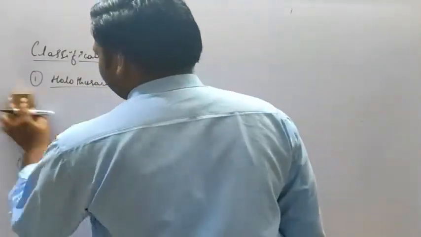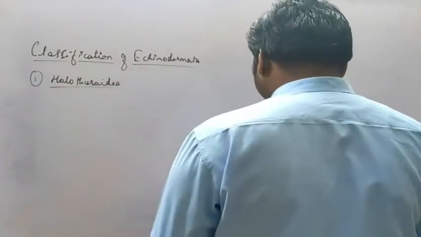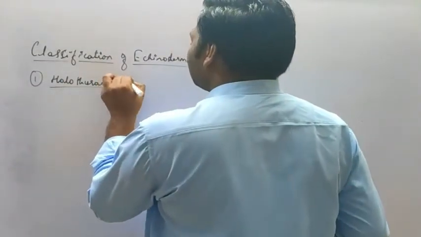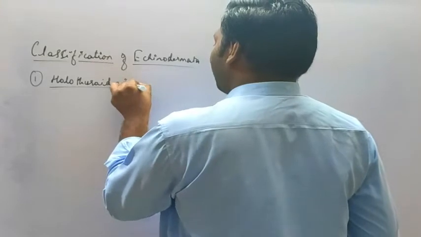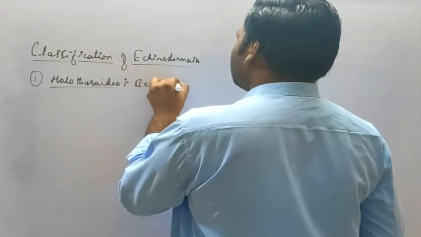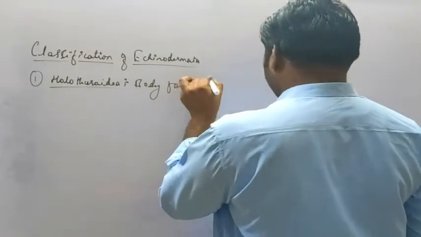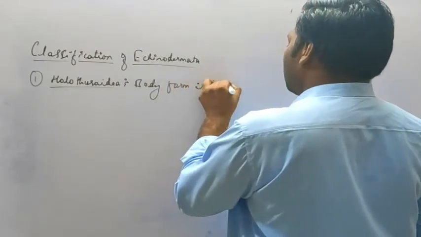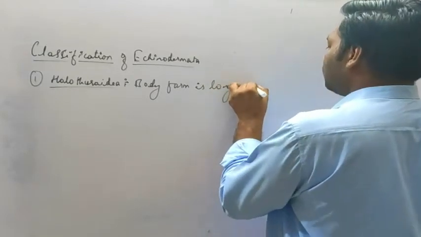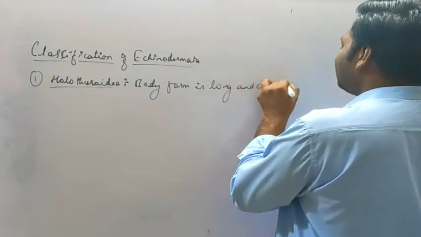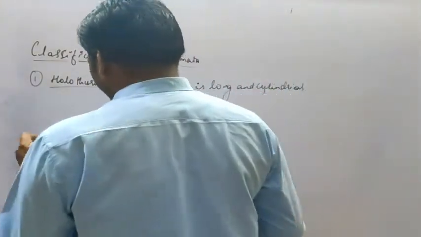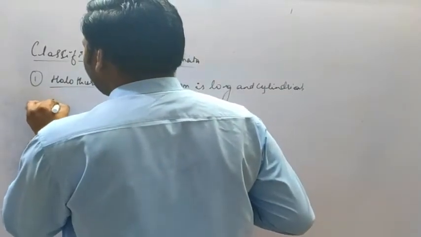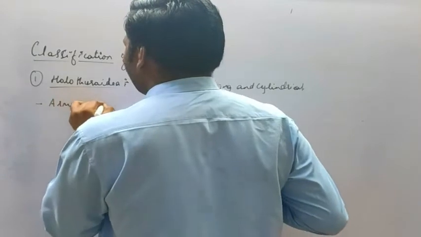We will start with the first class, that is Holothuroidea. Let's see the characteristic features of this class. The body form is long and cylindrical. So the body structure is long and it is cylindrical. Then arms are absent.